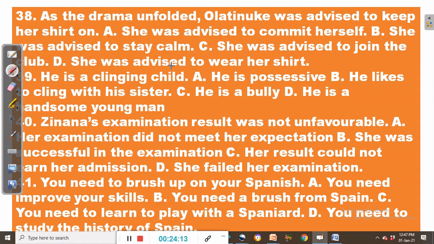She was advised to join the club. No. She was advised to wear her shirt. Already, she was asked to keep her shirt on, which means it's not referring to a new shirt she had to wear, but that was quite metaphorical or figurative. All right. So question number 39.